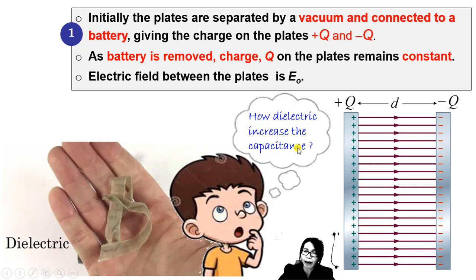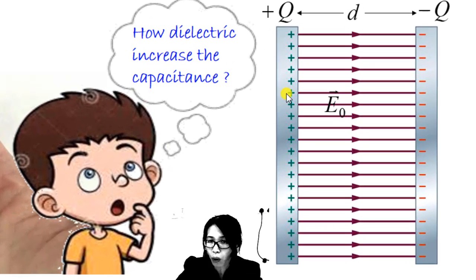When we remove the battery, the capacitor becomes an isolated system. There will be no path for the charge to flow out from the capacitor. So the charge on the plates will remain constant. There is an electric field built up between the plates of the capacitor, which I denote as E0. And recall from the concept we learned in topic 1, electric field lines always run from positive towards negative.